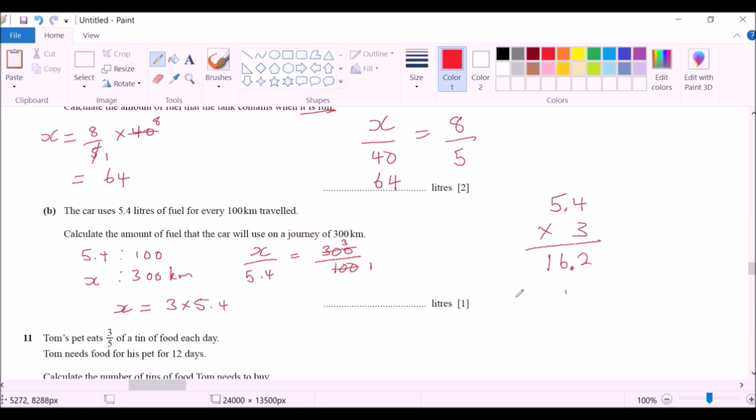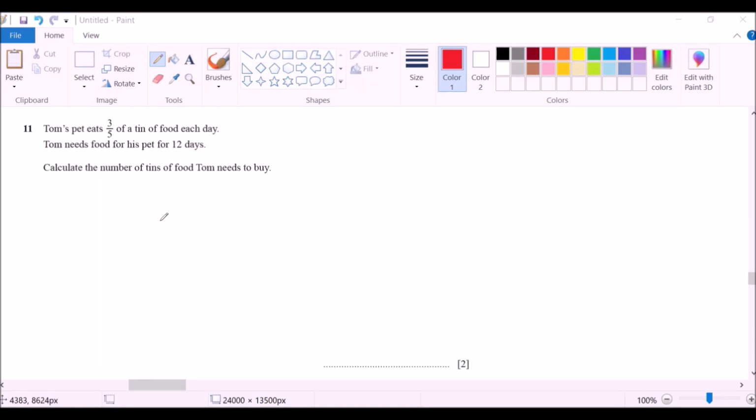Put 1 decimal place here. So it will be 16.2 liters. Let's look at number 11.